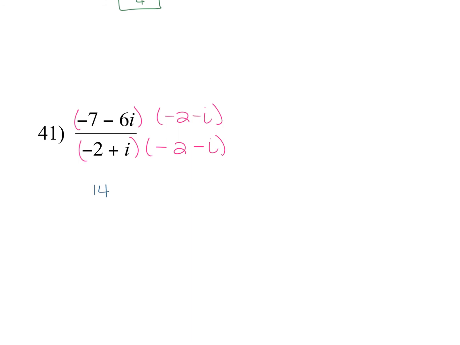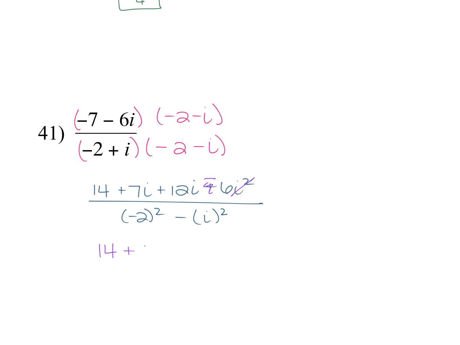Negative 7 times negative i is a positive 7i. Negative 6i times negative 2 is a positive 12i. And then negative 6i times negative i is a positive 6i squared. On the bottom, that negative 2 is going to get squared minus the i squared. So up top, we're going to combine like terms. That i squared turns into a negative. So from here, you are going to have up top 14 plus 19i minus 6.